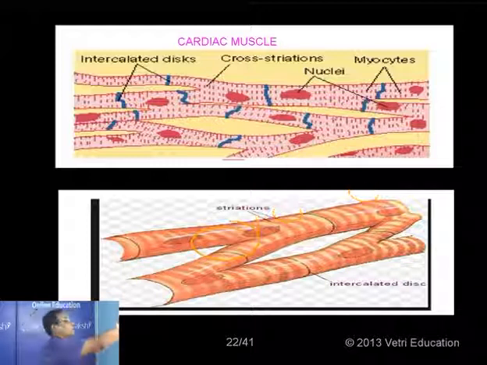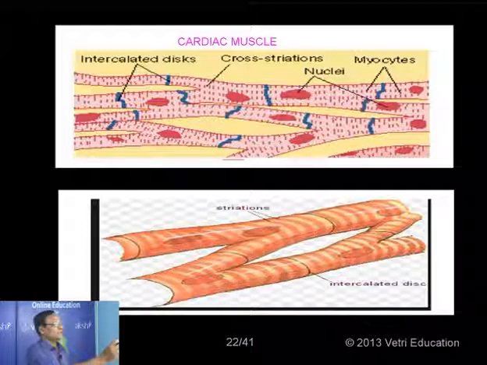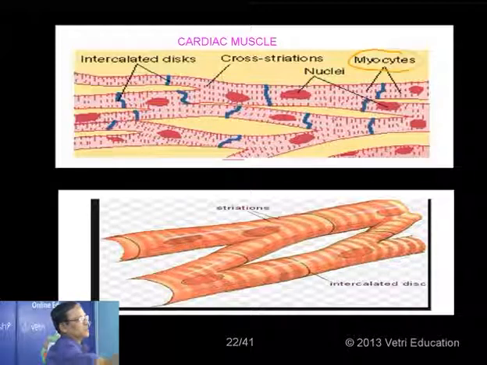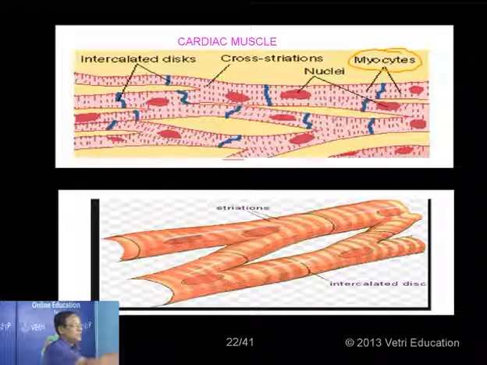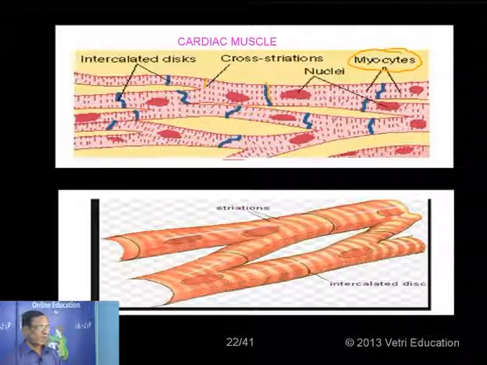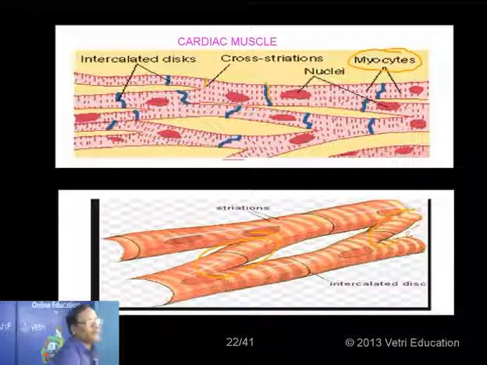Some more figures. You see, just a diagrammatic one. These are all the myocytes, the cardiac muscle cells. Now these small dots indicate the feeble striations. The blue lines indicate the intercalated disc. And once again, that is another diagram showing the striations and intercalated disc. And also the branch. Now this is the branch between the adjacent muscle cells. And here also you can see the branches.